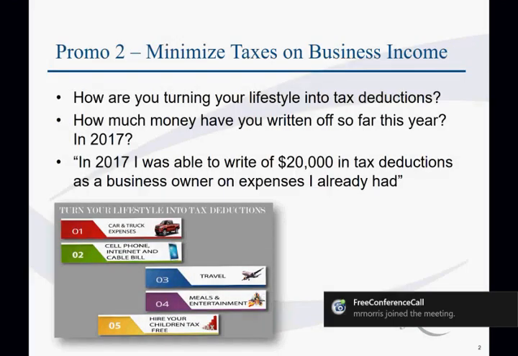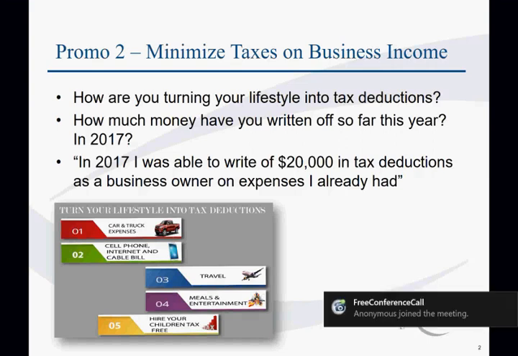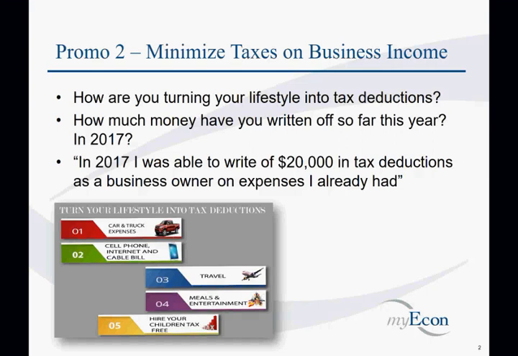The second promo type is minimizing taxes on business income. This is our second cash flow stream. So this is all about us being business owners and how we can leverage all of the deductions. I personally love this particular piece of the promo because it's all about how we turn our lifestyle into tax deductions, something that we can hold over people who are not business owners. And even if they are business owners, most people don't understand how to do this. So this is an important part of our promo and our story, is how are we taking advantage of the tax deductions and the benefits of being able to minimize our taxes as business owners. So how are you doing it?